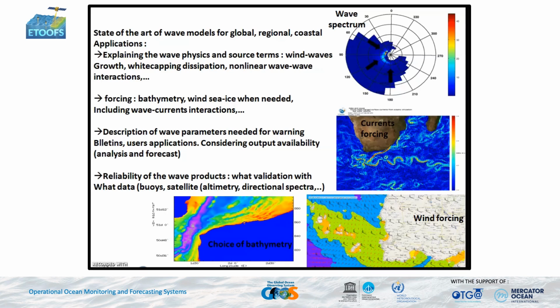source terms. The wave model is forced by several inputs, and the most important one is the wind forcing. The second important input is the bathymetry, which is really relevant in shallow water. And we can add also another relevant input related to the surface current. And then the wave model can include wave current interactions in the system.